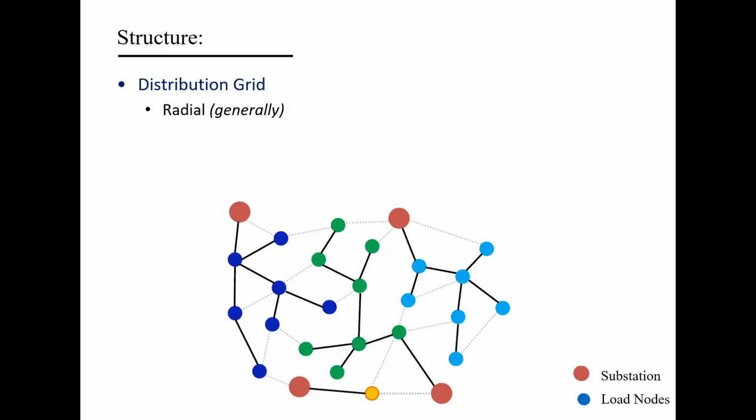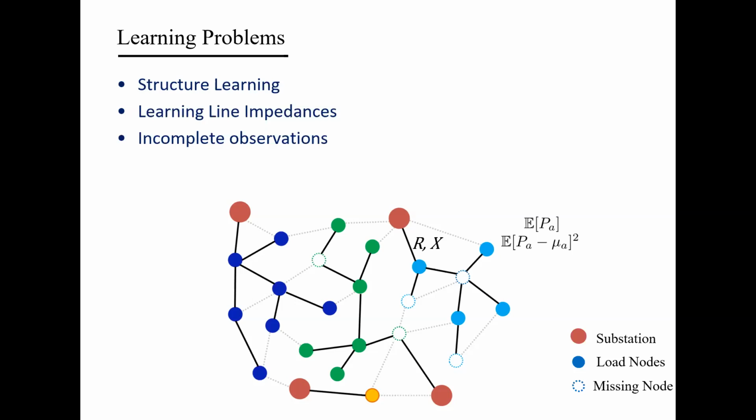And then the kind of problems that you'd be interested in for distribution grids, primarily because you don't have real-time metering on lines everywhere, is knowing the structure of the grid. So you want to know who's connected to what. And this can be not just topological connections, that is connections of neighborhood, but also phase-based relationships. So if you have a three-phase distribution grid, you might be interested in knowing who's on what phase.